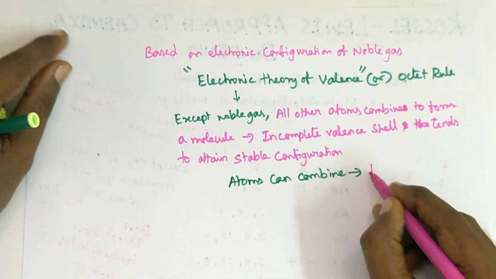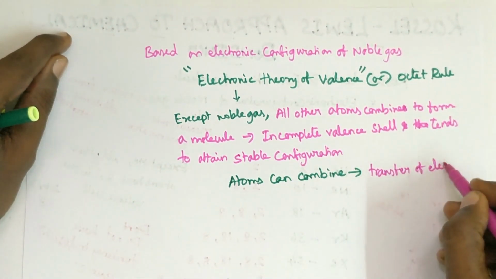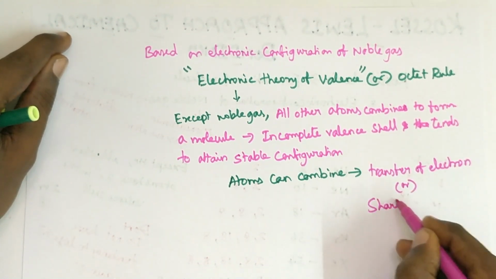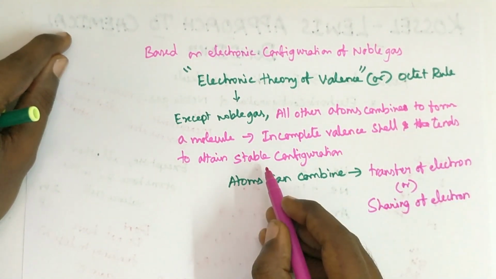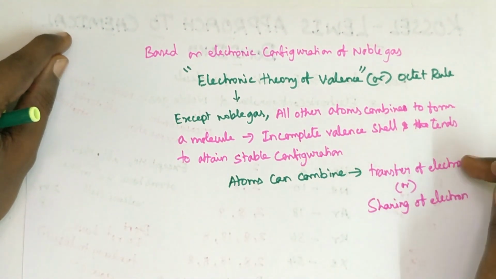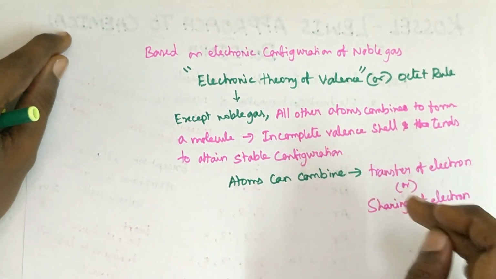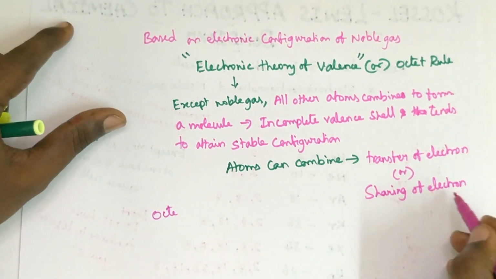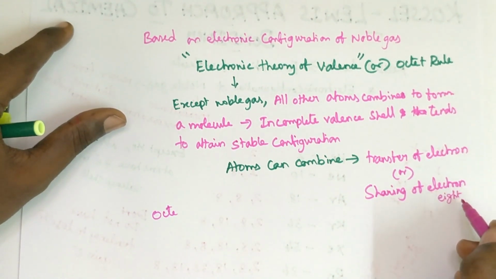Either by transfer of electrons or sharing of electrons to attain stable configuration. So atoms can combine either by transfer of electrons or sharing of electrons to attain a stable electronic configuration similar to a noble gas. Based on this, he defined the stable electronic configuration as octet, which means 8 electrons.